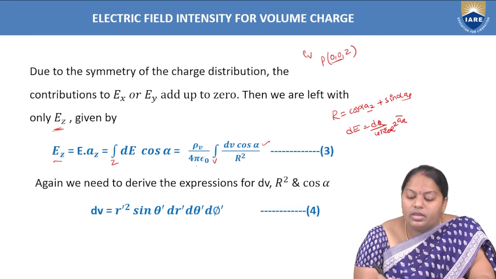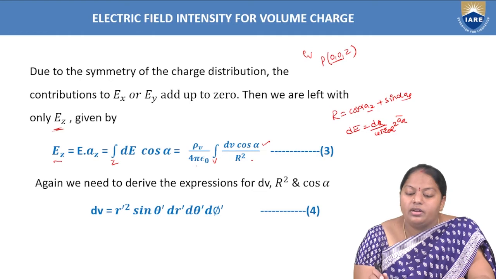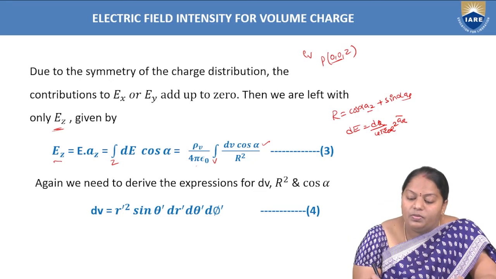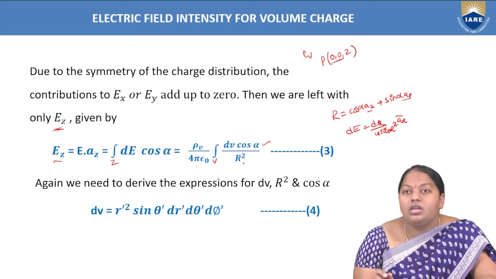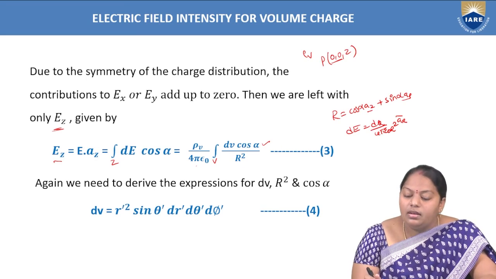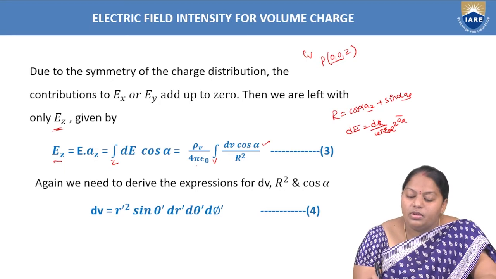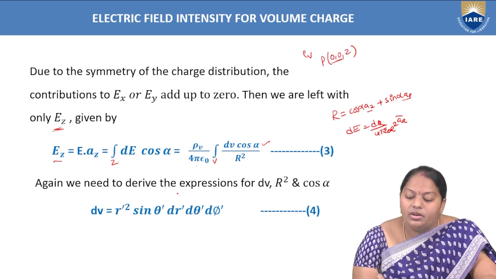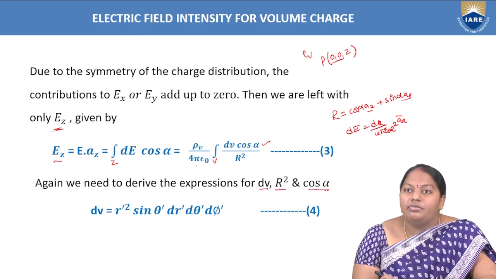Okay. So again, in order to estimate the electric field intensity E due to volume charge, we have the variables dv, cos alpha and r square as 3 unknown variables. Again, from the figure, we have to evaluate the equation for dv, the equation for cos alpha and the estimated value for r square. So again, we need to derive expressions for dv, r square and cos alpha.